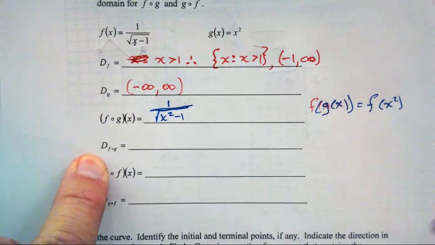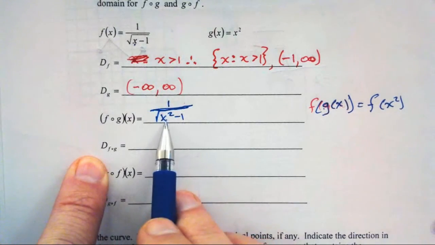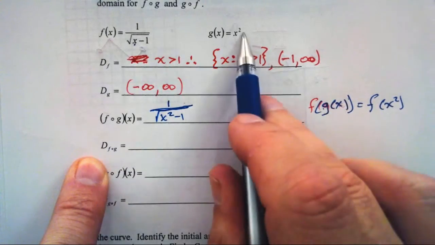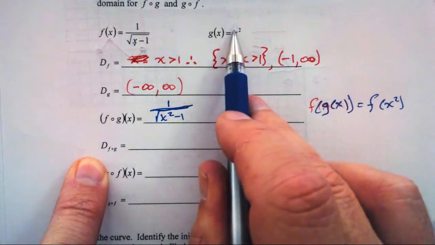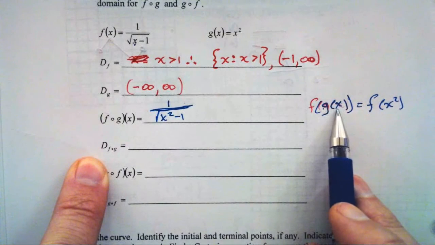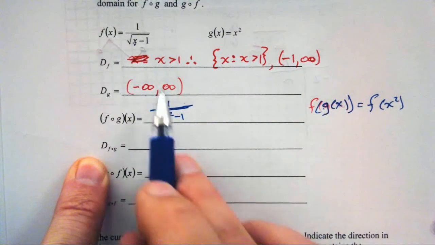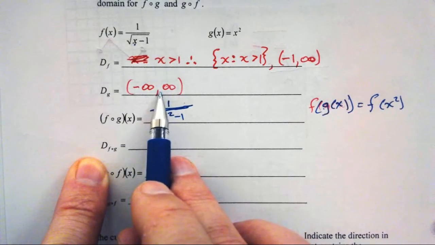Then I want the domain of f of g. I want the domain of this guy. Well, I go into g first, and I can allow anything into g. Any number can survive through g. And then when I take f of g, I end up with this. I go into g, anything's allowable in g.